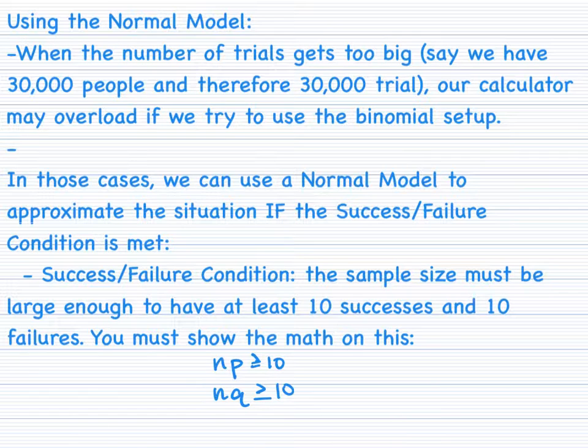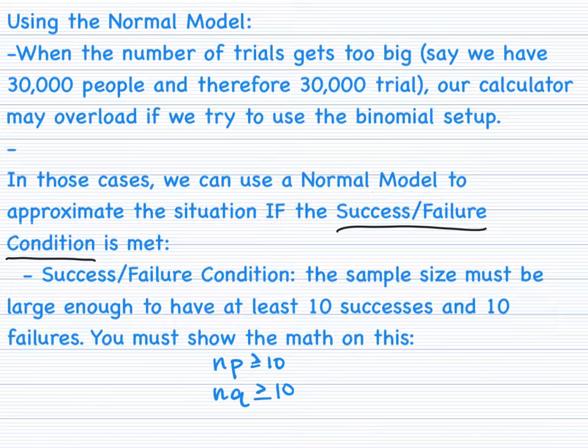So, and this may not be true for all calculators, but lots of calculators, when the number of trials gets too big, it can overload our calculator and the binomial setup, particularly if you do the n choose k, that number can get really, really large. So in those cases, we can use the normal model to approximate the situation if the success-failure condition is met. This is going to be something that you are going to use a lot over the next several chapters.